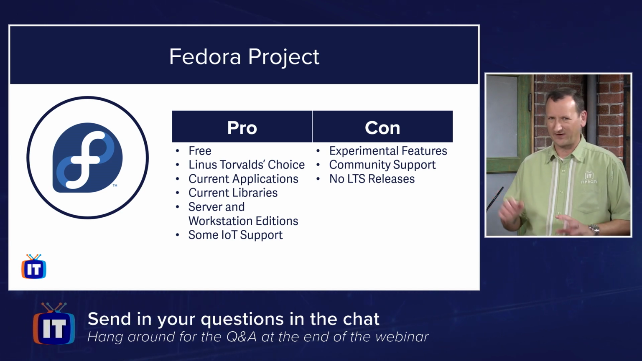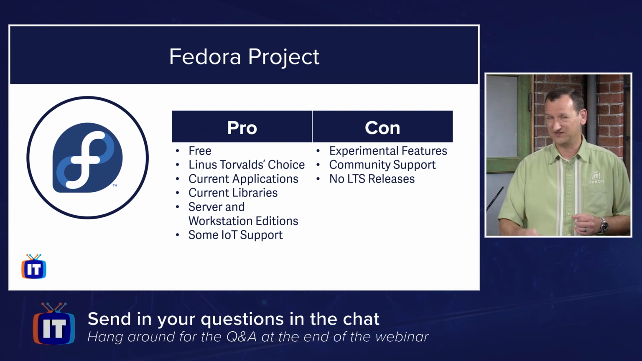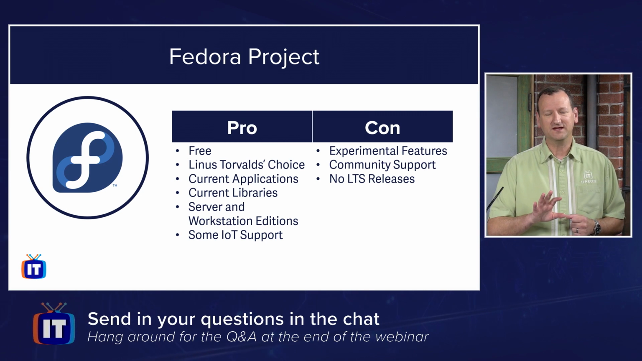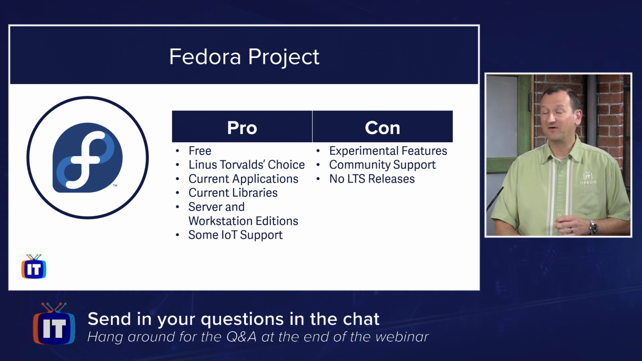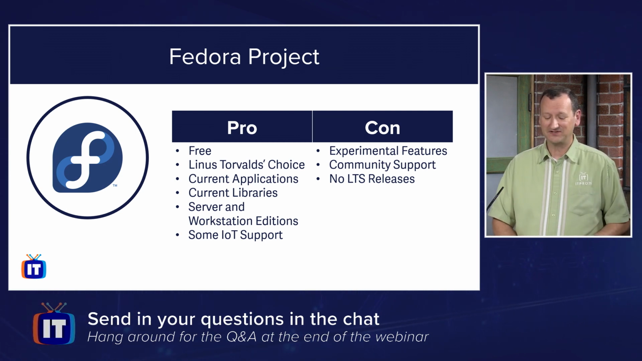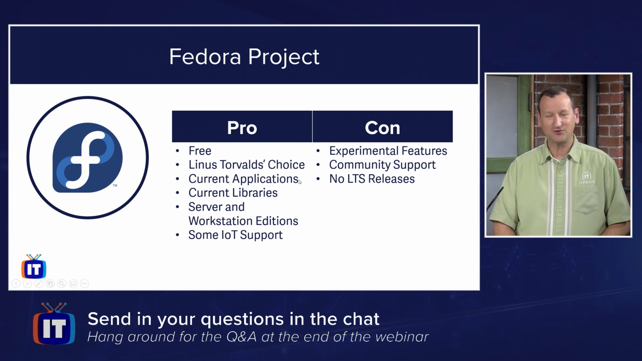Not always the kernel, right? Remember Arch Linux, I said you can get the latest kernel. Fedora, you can only get pretty close to the latest kernel. This one is very experimental, but very popular. And it has one big claim to fame, which is it's Linus Torvalds' choice.